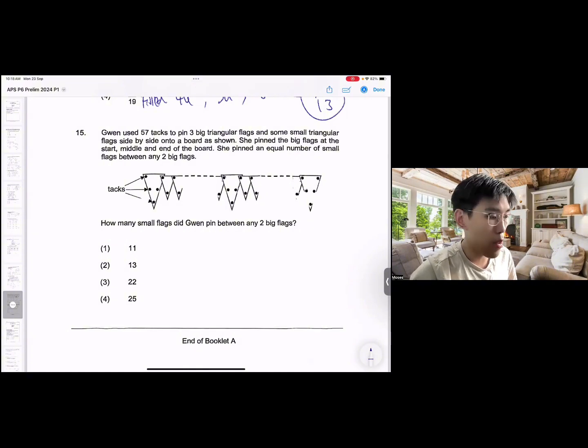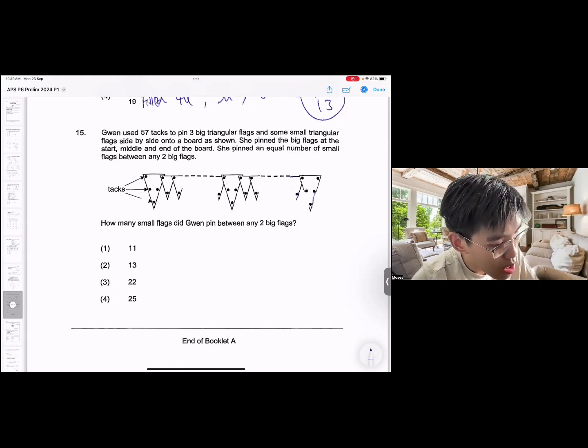So there are a couple of things we can see, because this one becomes like a number pattern question, but it's not so direct. How many small flags did Gwen pin between any 2 big flags? That means I'm looking for all the little ones in the middle. So if we look at the diagram as it is, let me try to top up the diagram, like that.